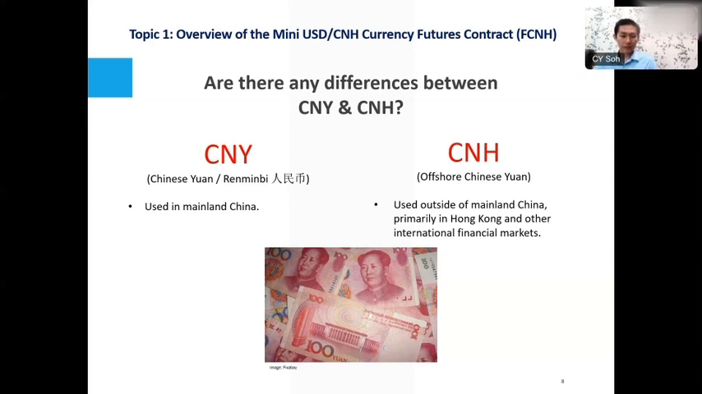So for example, if you are a tourist in Malaysia, you convert your Malaysian ringgit to Chinese Yuan. If you're going to spend the Chinese Yuan in China, that currency is called CNY. However, if you're just holding it in your pocket and you're not planning to spend it in China, then that is called CNH. So in summary, CNY is the onshore Chinese Yuan used in mainland China, while CNH is the offshore version used primarily in international financial transactions, especially in Hong Kong.